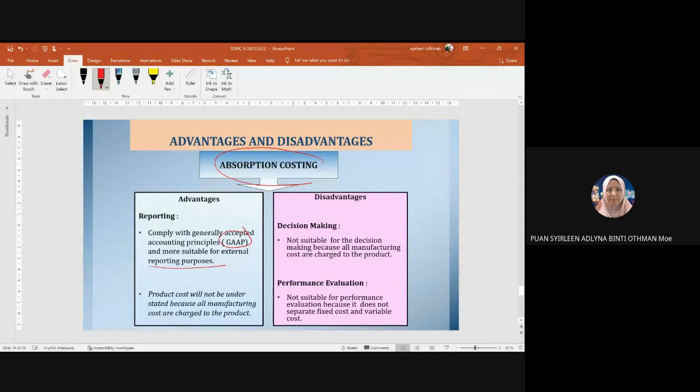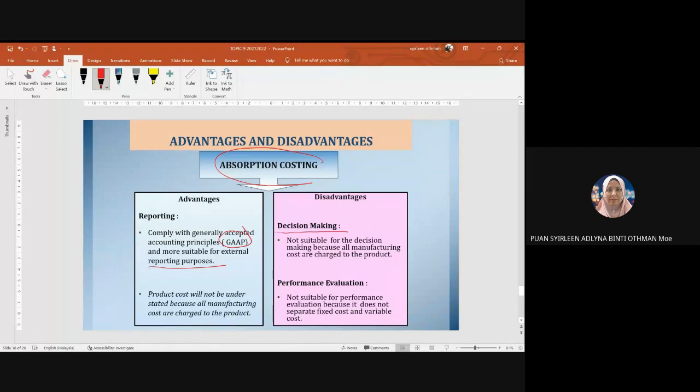Okay, alright. Tapi disadvantage untuk absorption costing, satu, kalau kita nak decide apa-apalah, kalau nak decide apa-apa, kita tak boleh guna the outcome in the income statement.